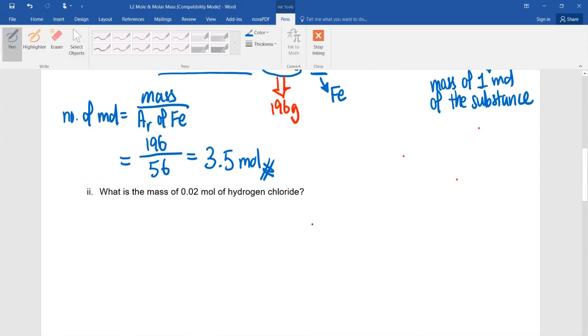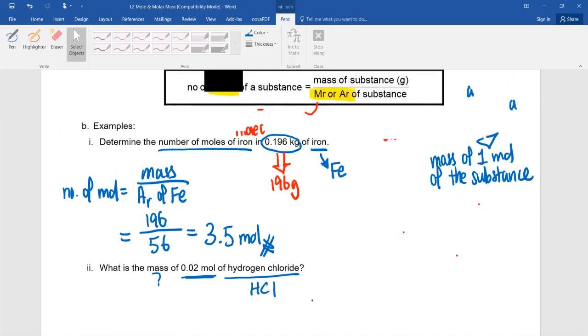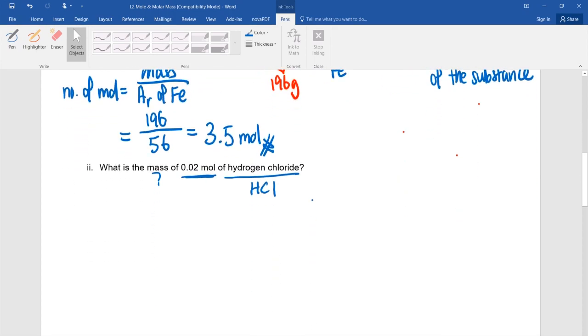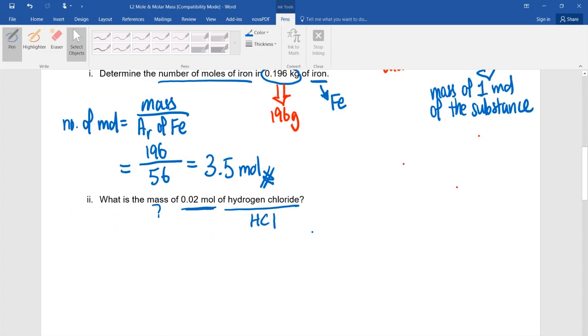Now, the same idea works over here, but you need to do a bit of changes in the formula. First of all, hydrogen chloride, formula of HCl. Okay, so thinking about the same concept, now I give you the mole, and I want to find out what's the mass. The formula that we taught you just now is number of moles is equivalent to mass divided by the MR or AR, right?